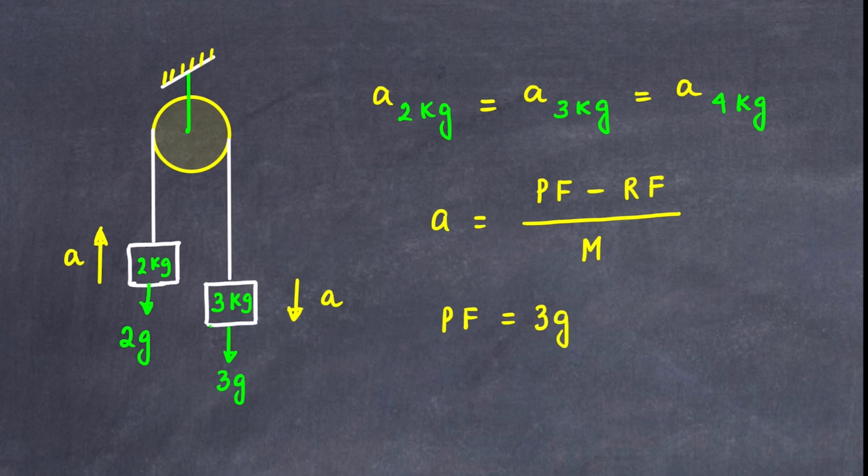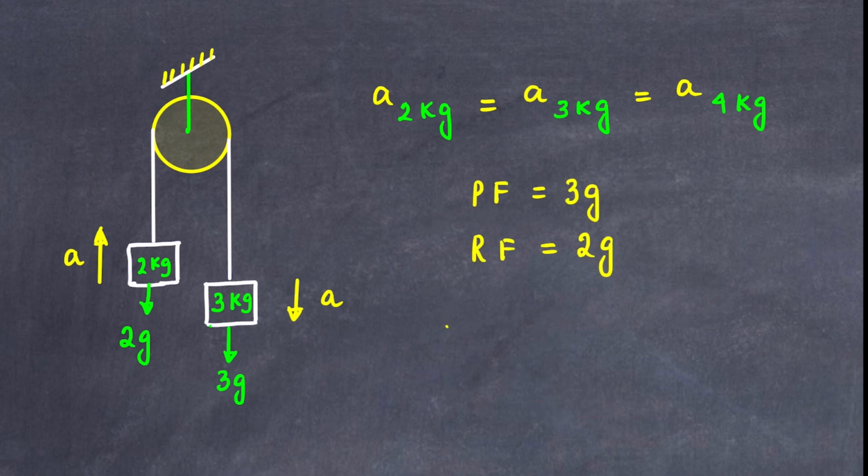Now the 2 kg block is giving a force of 2g and trying to resist that motion of going down. So the resisting force will be equal to 2g. A short trick to remember is that all the blocks that are going down provide the pulling force. Over here the 3 kg block is going downwards, so the net pulling force will be the force provided by the 3 kg block, which is 3g. And all the blocks that are going upward provide the resisting force. The 2 kg block is going upward, so the resisting force will be equal to 2g.